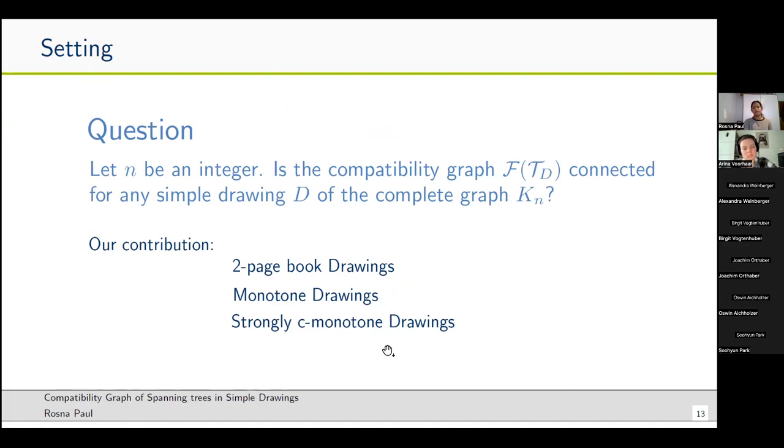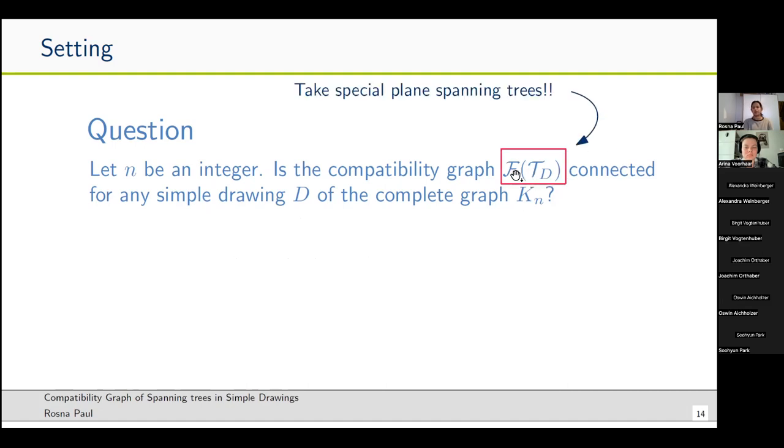Then we thought about, okay, let's keep a simple drawing as it is. And instead of looking at all plane spanning trees, what if we look at certain types of plane spanning trees? So we give some restrictions to the compatibility graph. So instead of taking the whole compatibility graph, we are only taking a small portion of it. And here we are considering special plane spanning trees.